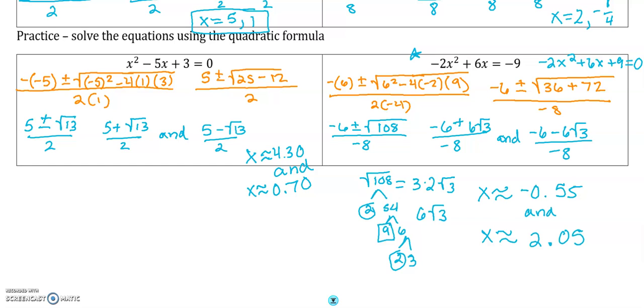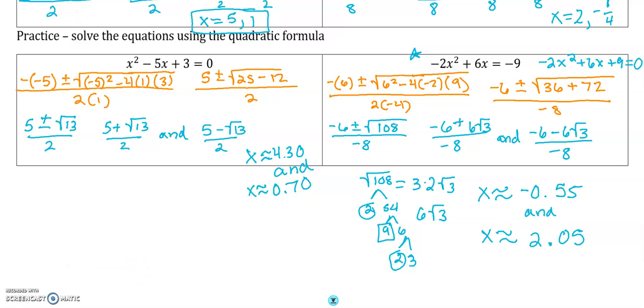For the last one, we had to set our equation equal to 0 first, and then start plugging into our formula. We'll get negative 6 plus or minus the square root of 108 divided by negative 8. I chose to simplify my radical and get 6 radical 3. So our answers are negative 6 plus 6 radical 3 over negative 8, and negative 6 minus 6 radical 3 over negative 8. Plugging those into the calculator, you'll get x is approximately negative 0.55, and x is approximately 2.05.